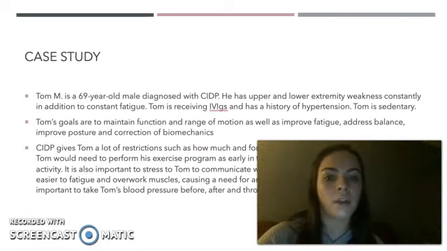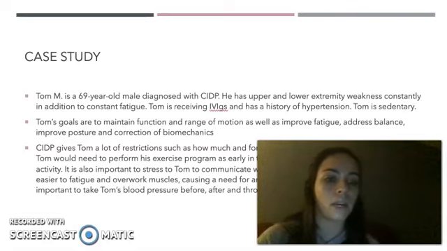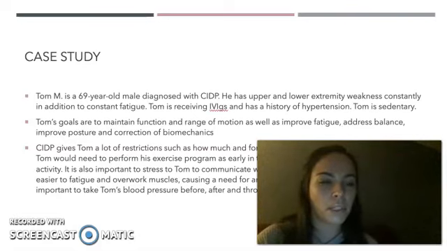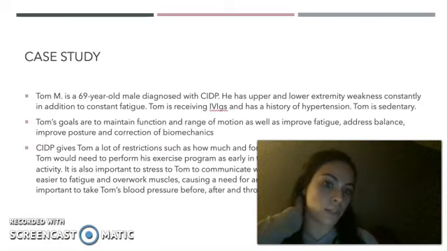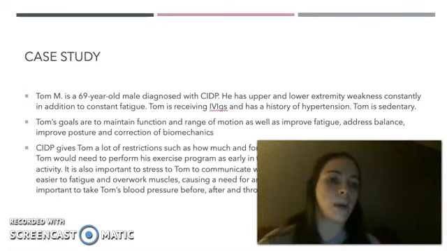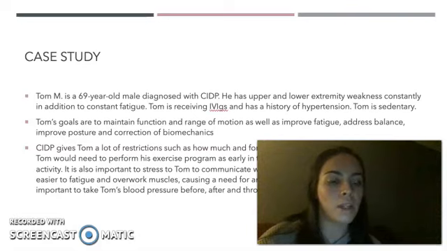CIDP gives Tom a lot of restrictions, such as how much and for how long he can perform physical activities. Tom gets really tired easily. So Tom would need to perform his exercise programs as early in the day as possible to avoid fatigue from his daily activity. It is also important to stress to Tom to communicate when his body is feeling tired.